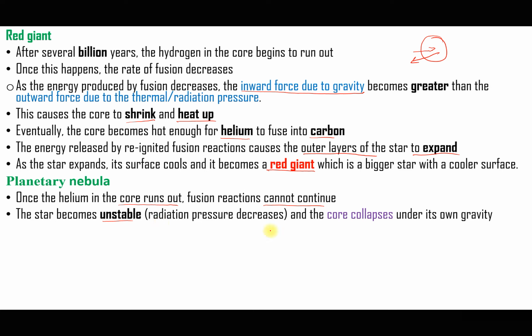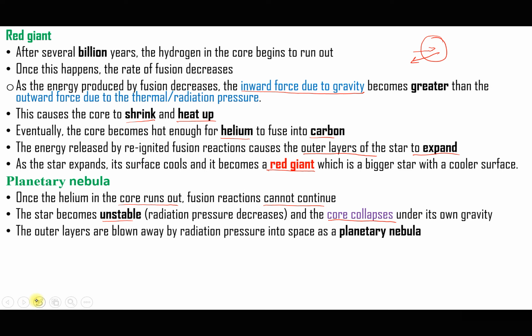Because it has run out of fuel, it is no longer generating energy from the core, so the radiation pressure now decreases, which means the core collapses inwards under its own gravity. The outer layers of the red giant are going to be blown away by the radiation pressure into space as a planetary nebula.